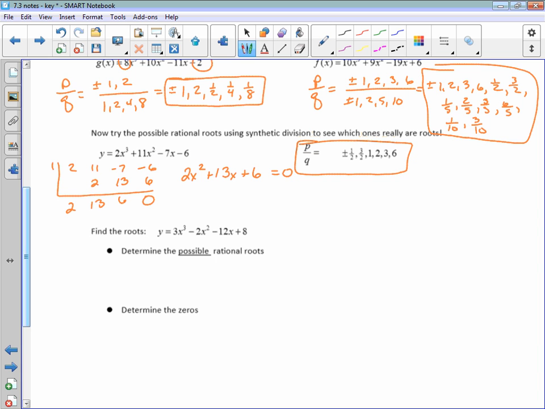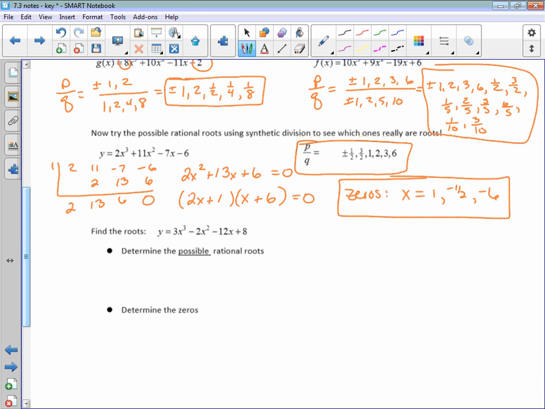All right, guys, so what does this factor into? 2x plus 1, x plus 6. So if I asked you to find all the zeros, you would tell me x equals 1, that's the one you found with your division, and then from your factoring you would tell me negative 1/2 and negative 6. Were these also on our list? Yeah, they were. So you could have picked those and they would have worked with your synthetic division as well.